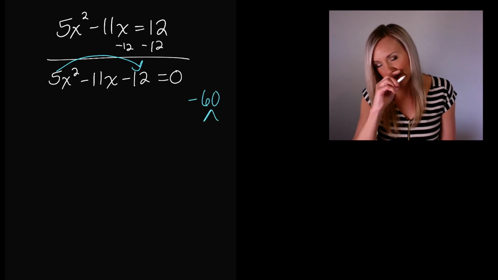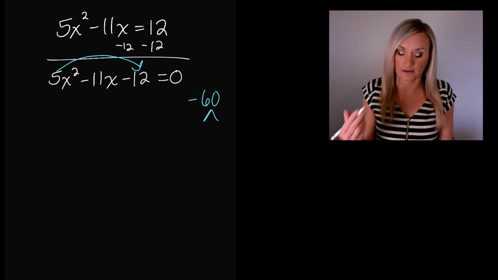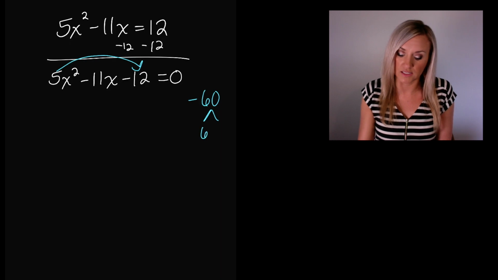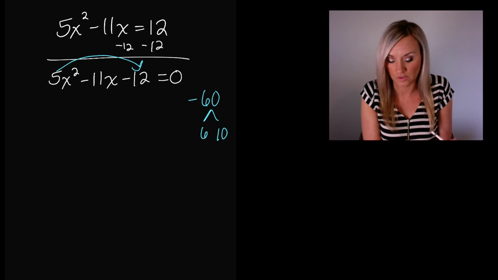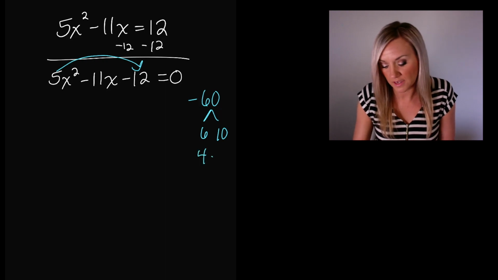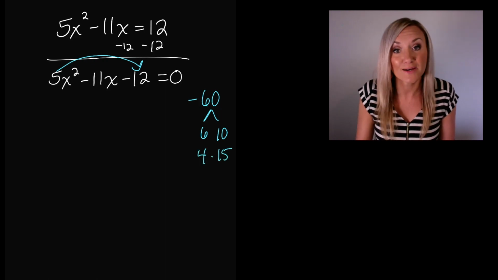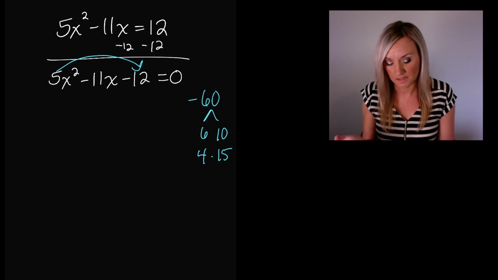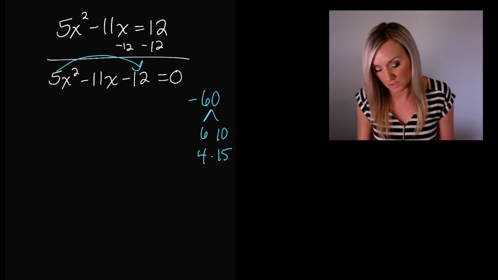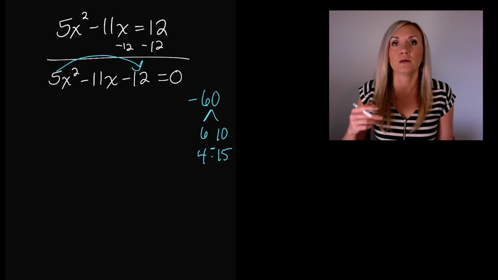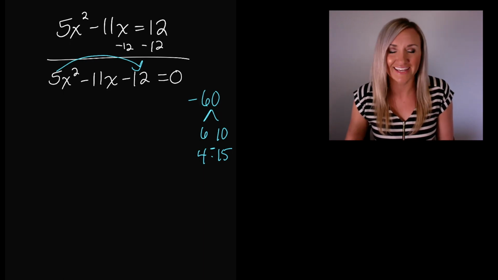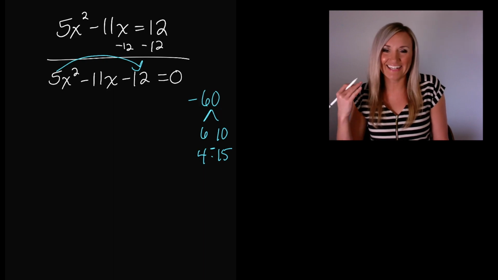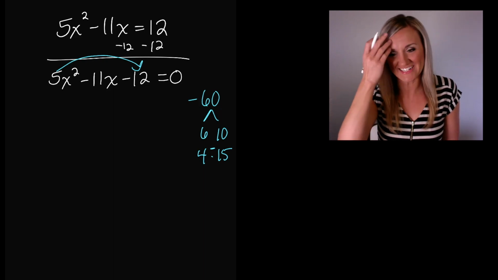And then all the factors of negative 60, common one students say right away is 6 times 10. That doesn't get us the 11 at all. What about 4 times 15? And it does, but we have to check our signs. We have a negative 11, so I need a negative 15. Negative 15 times 4 gives us a negative 60. And then negative 15 plus 4 is negative 11.